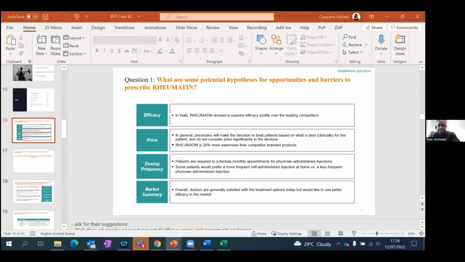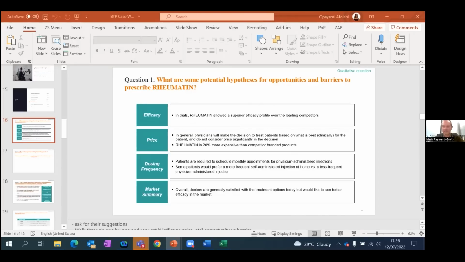And I think it was either this slide or one of the other ones that says the physicians like to see better efficacy in the market. If we are in phase 3 trials, I would assume we have safety data that shows this is a safe product, so we can probably convince the physicians that this product is good for their patients. Great. So those are opportunities.